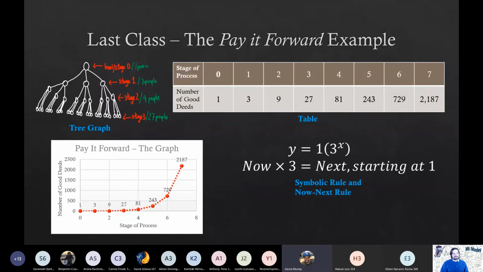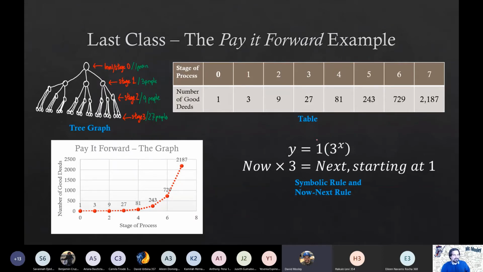And then we have the symbolic rule and now next rule for this scenario. In this case, we have y equals 1 times 3 to the x, or now times 3 equals next starting at 1. All right. And with these, it's good to point out that just like in a linear function, we have our start value, our rate of change, right, and our variable that represents something. The same thing occurs with this new exponential function, the symbolic rule, right?